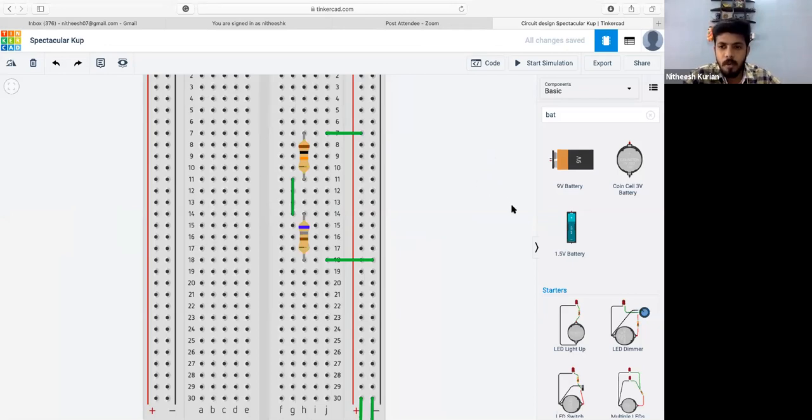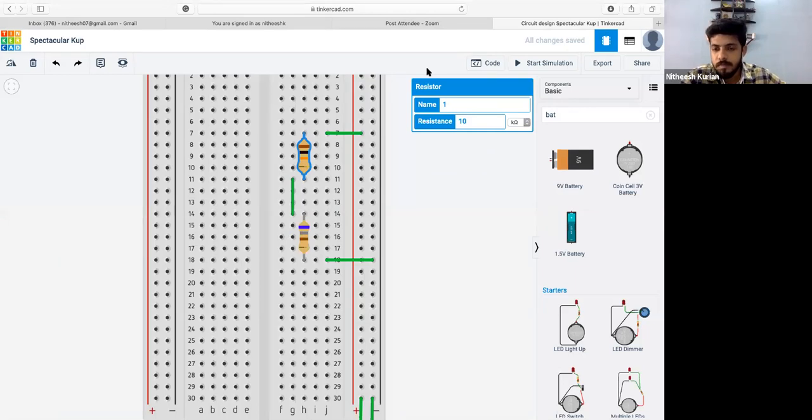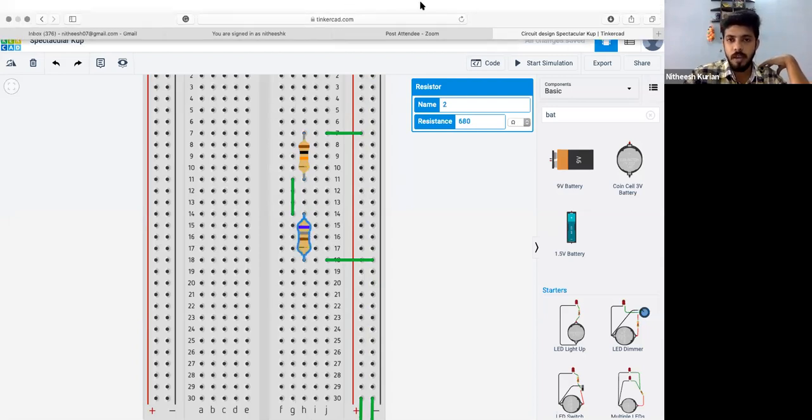Can you please check the same? Okay, you are using 1 kilo ohm instead of 10 kilo ohm. Seema, are you using 1 kilo ohm instead of 10 kilo ohm? See, we are using the top resistor as 10 kilo ohm and the bottom resistor as 680 ohm. So please do the calculation accordingly.